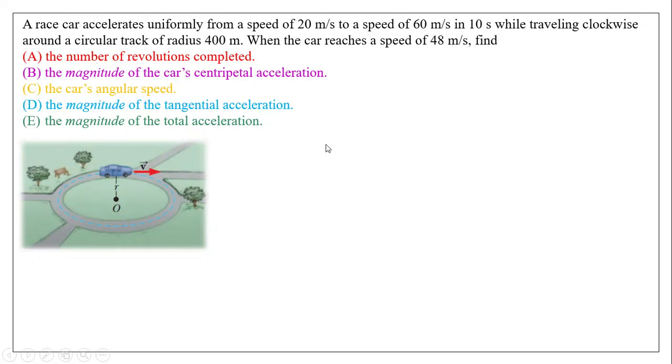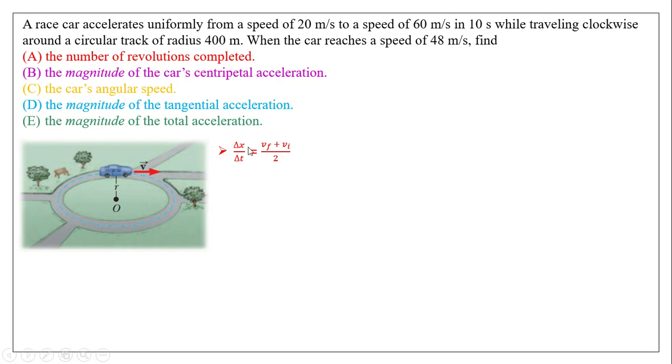Pause, read if you need to. Other than that, I'm just going to crack it. In order to find the number of revolutions completed, you can find the linear distance completed, and then from there you can convert linear distance to a number of revolutions by going through the circumference of a circle.